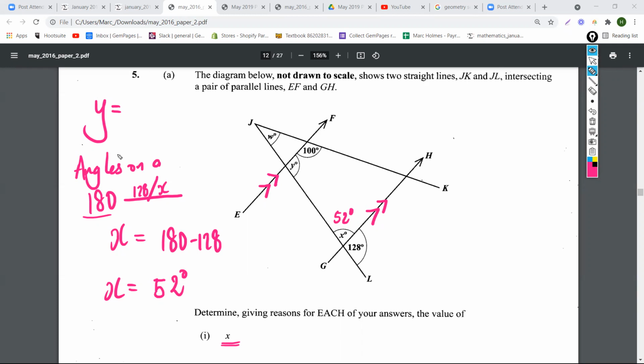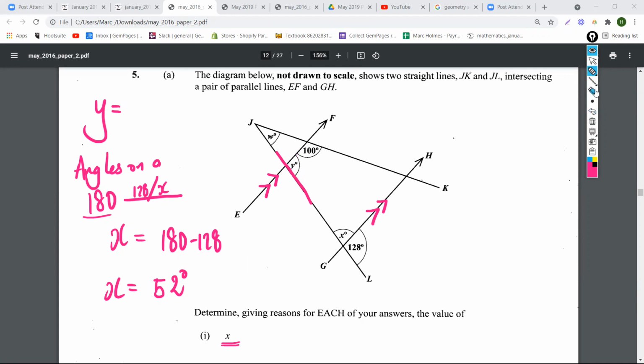I think it's also 52. No, it's not 52, Jaden. My idea was that they're both parallel, EF and GH, but it's not 52. Would it be 38 to add up to 90? No, it wouldn't be that either, because this is a straight line, guys. So it wouldn't be 38 either. That wouldn't make sense because this is not a 90-degree angle.